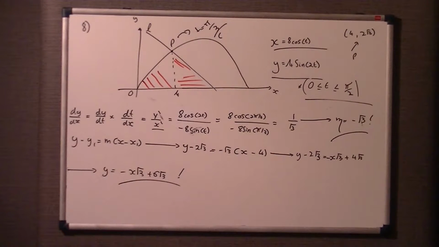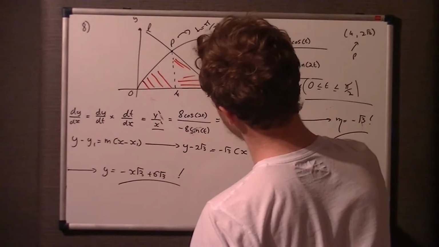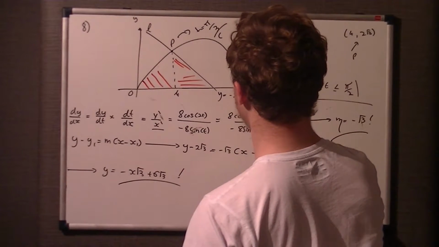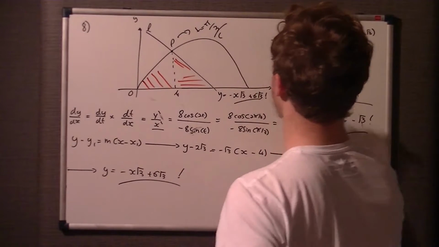Okay, so that's the equation of the curve. Sorry, the normal. I apologise. So this line L has the equation y is equal to negative x root 3 plus 6 root 3.